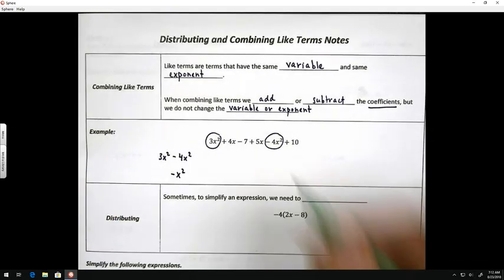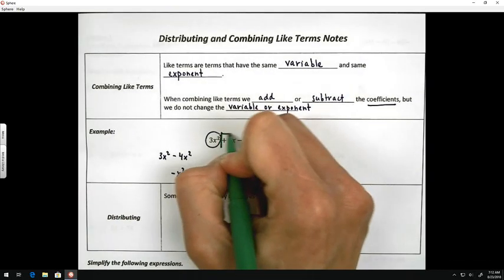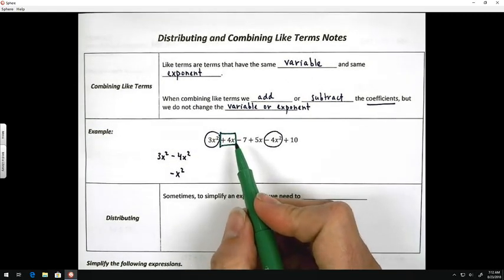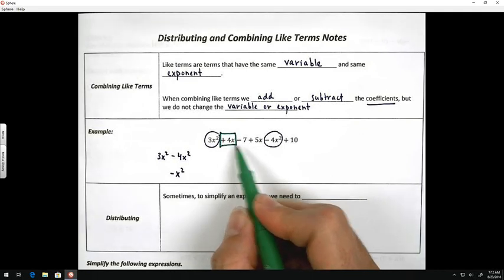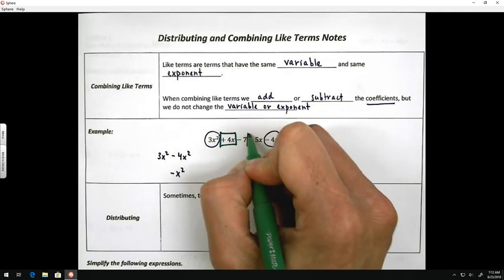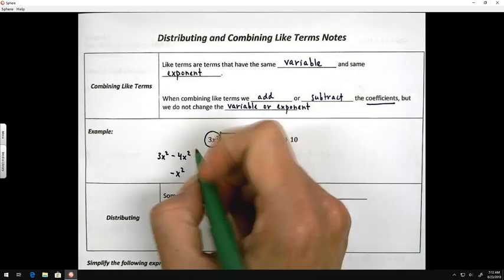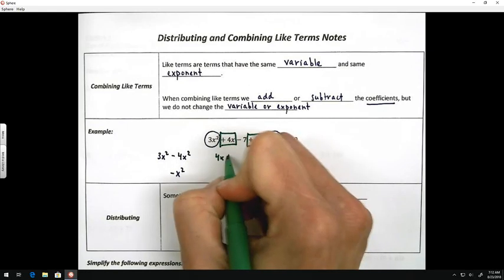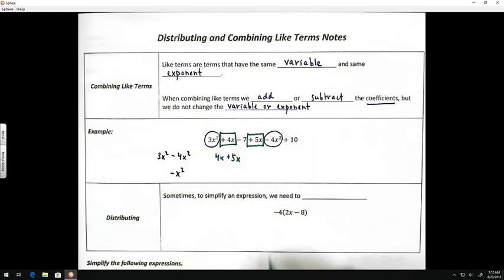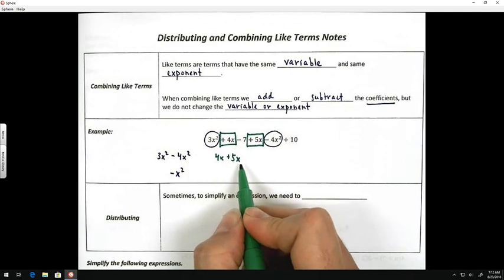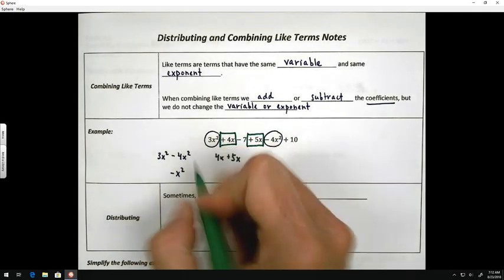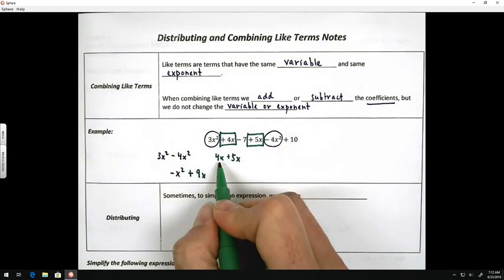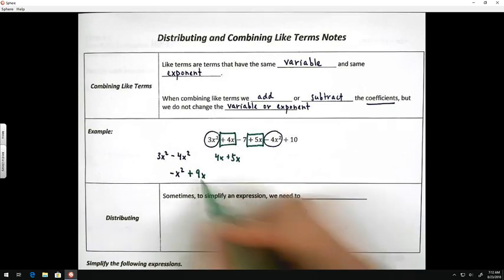Now, next thing I'm going to do, I'm just going to keep going down the line here. In green, I see I have a positive 4x. Again, something that would be like terms with this would just have an x for the variable. So as I'm going along, I notice I have a positive 5x here. So my next set of like terms is a 4x, and I have a positive 5x. So I know I'm going to be adding those. 4 plus 5 gives me a positive 9. So when I add this to my new expression, I'm going to do a plus 9x. And again, that plus sign is because 4 plus 5 gives me a positive 9.